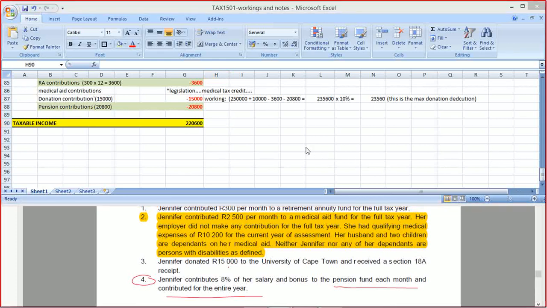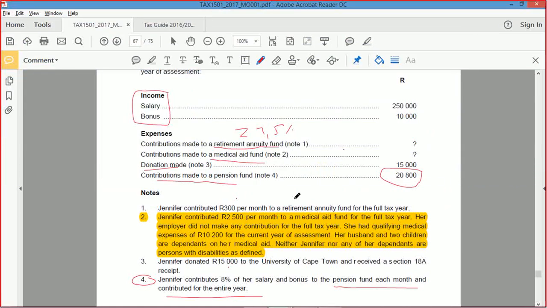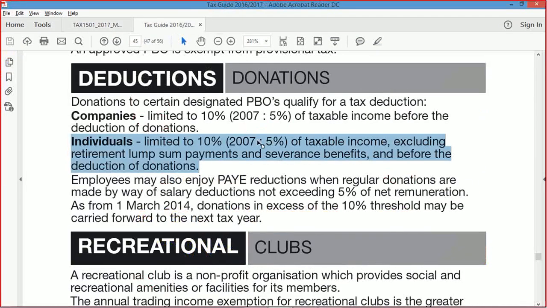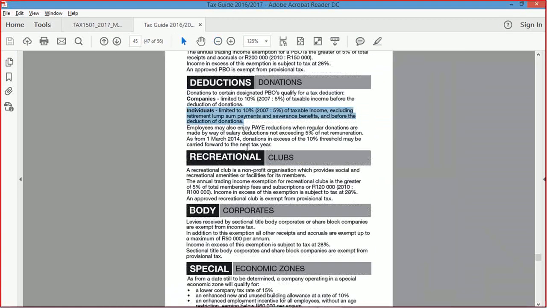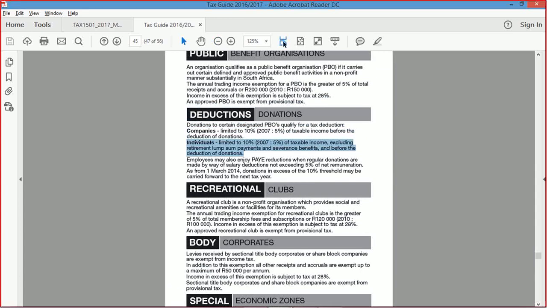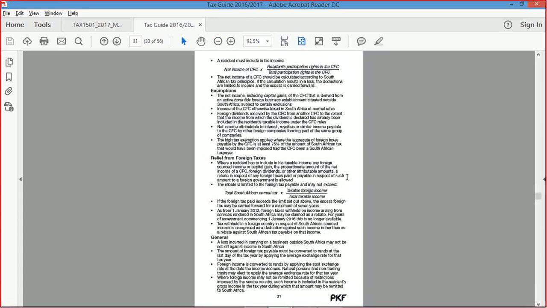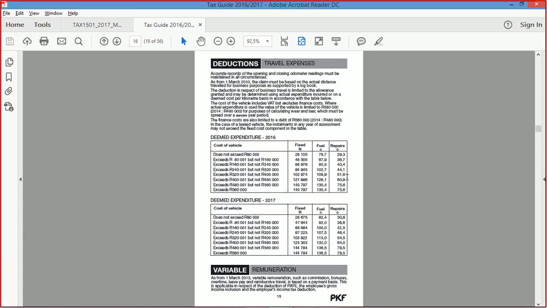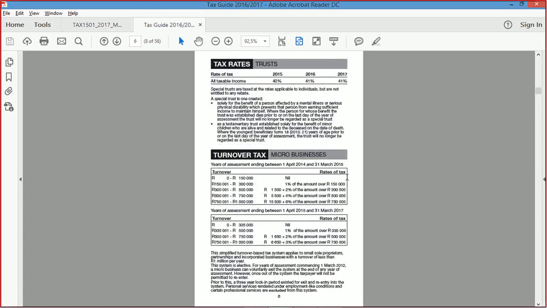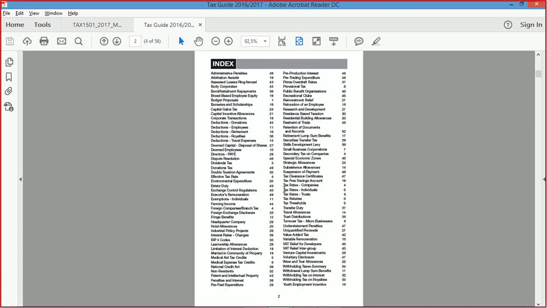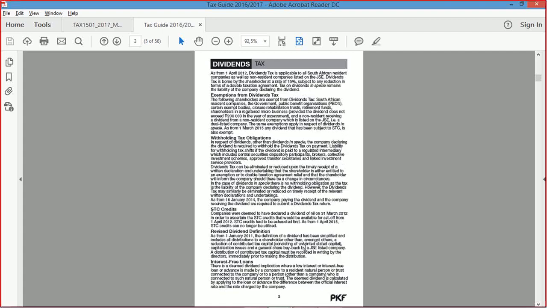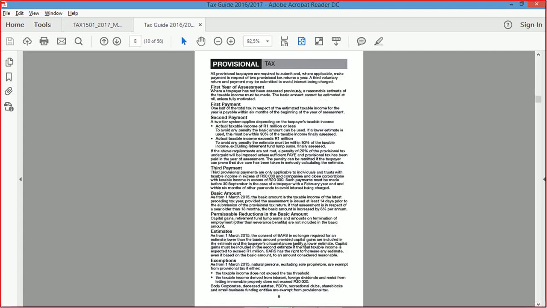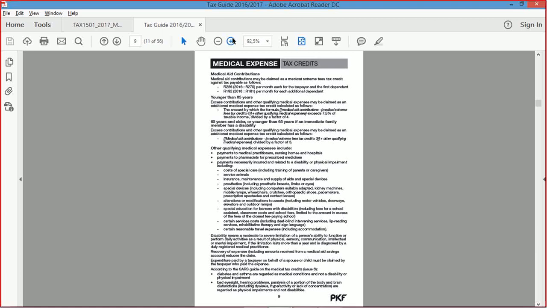Okay, so you would have covered this in your book. I'm going to use this tax guide to work it out. Let's go to the medical stuff. Okay, where's the medical? Let's see. In the index, medical is on page... Medical expense tax credits there, page 9. Okay, page 9. Here's page 9.